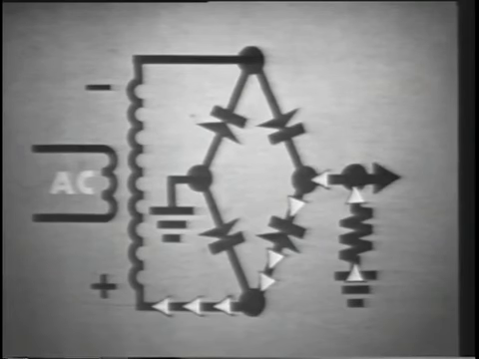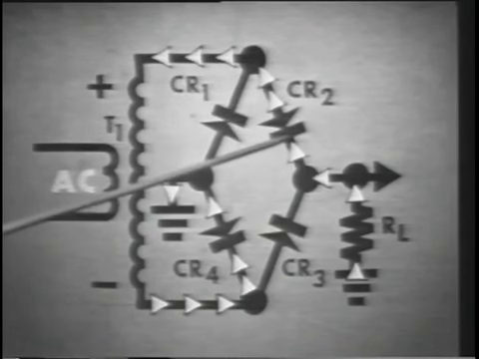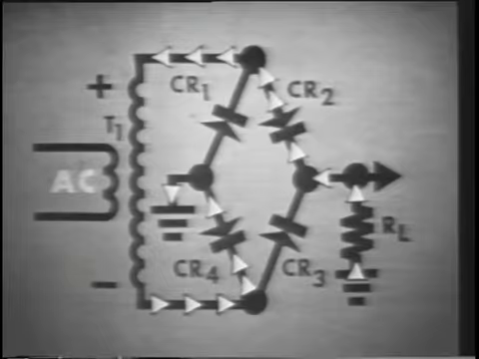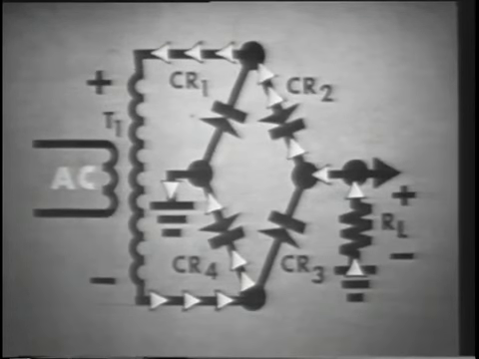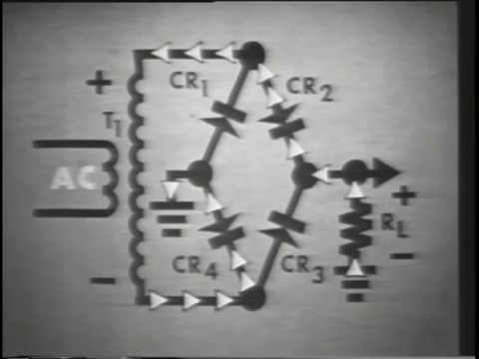Now watch as all four diodes work together to electronically switch the ground and the load connections to the secondary. With positive on the top and negative on the bottom of the secondary, CR4 conducts to ground the bottom end. At the same time, CR2 conducts to connect the load to the top end. Both CR1 and CR3 are reverse biased and will not conduct. Current flows in this direction up through our R sub L, producing a positive output voltage for the load.